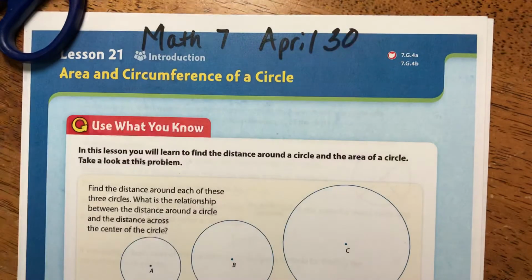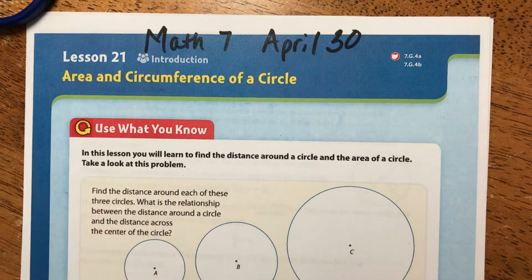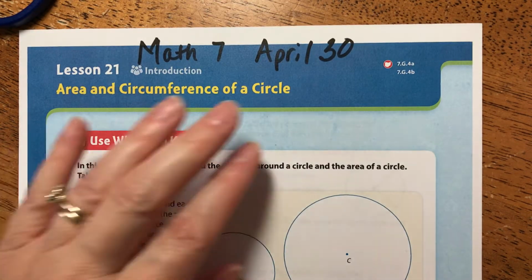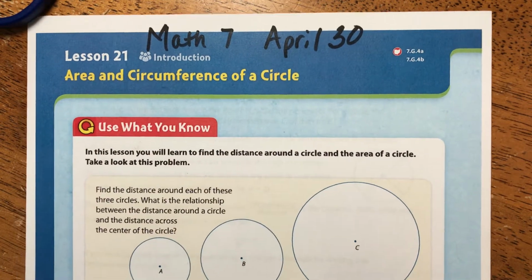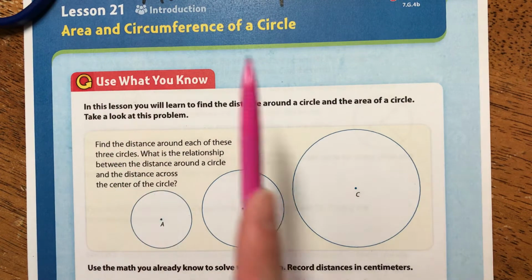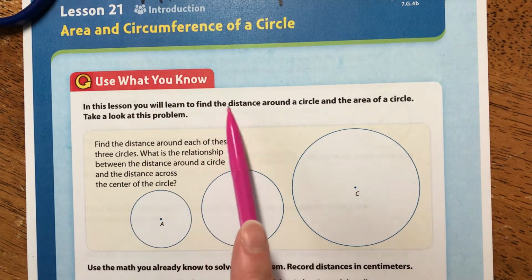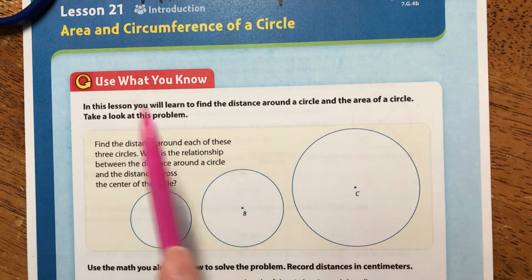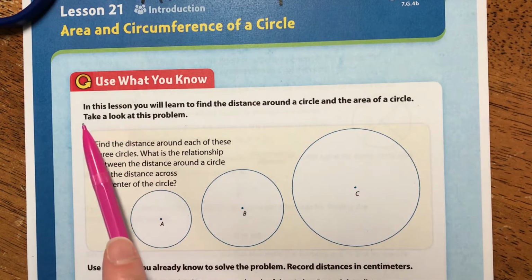Okay. All right, let's take a look at what we're doing today. This is kind of fun. So we're working on area and circumference of a circle. So we're going to be working on circles. Let's take a look at what we have in our problem for today. Use what you know. In this lesson, you will learn to find the distance around a circle and the area of the circle. Take a look at this problem.